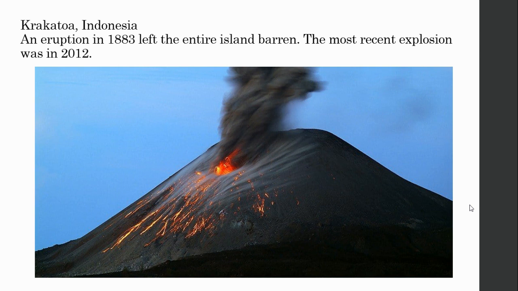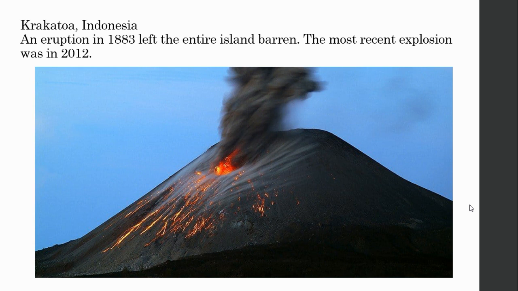Number 3 is a volcano called Krakatoa in Indonesia. An eruption in 1883 left the entire island barren. We have looked at the word barren before, actually, I think in our Vajak Poor topic. But the word barren means that it's empty of life. It killed everything on the island.